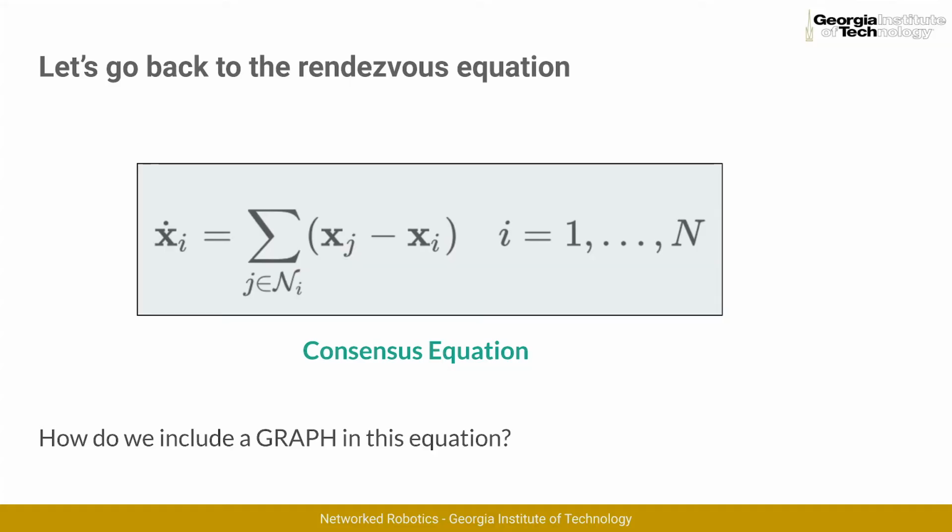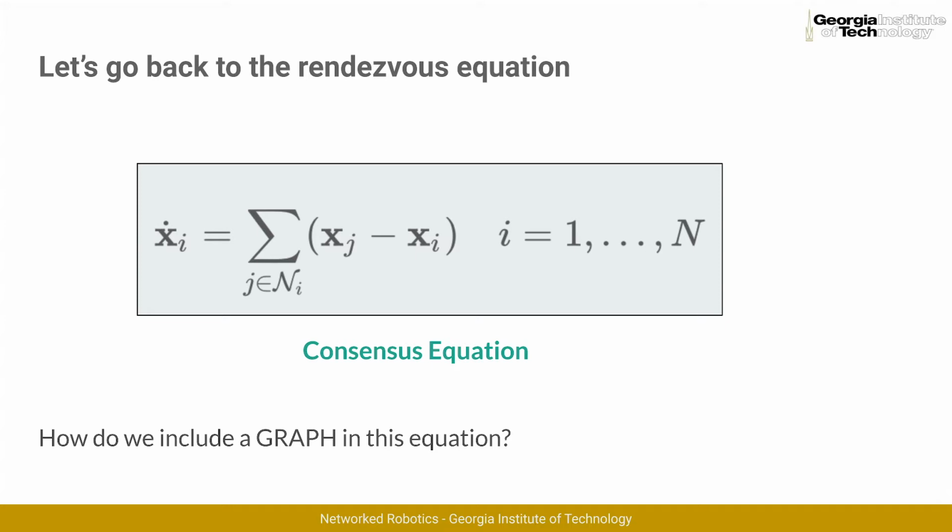Let's take a look again at the consensus equation we derived two episodes ago. From this equation, we can see that the velocity of robot i depends on the relative distance from its neighbors. We want to figure out now if there's a way to remove this sum operator and represent the dynamics of the entire team with a single equation.